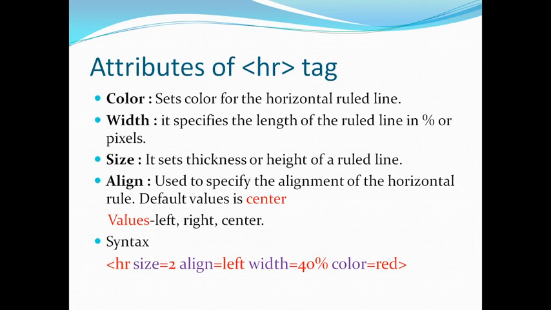<hr size="2" align="left" width="40%" color="red">. It means the height of your HR is 2, it is aligned to the left, the width is 40% of your screen, and the color is red. This way your horizontal line is going to display.